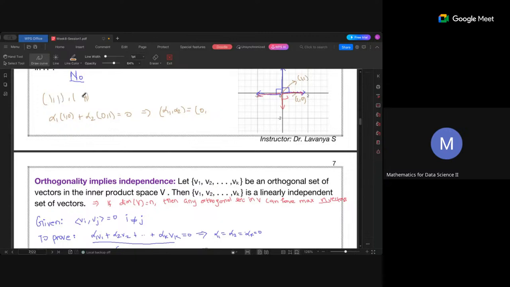(1, 1) and (-1, 1). Okay, now they are orthogonal, right? Orthogonal or not? Yes, my dot product is 0.